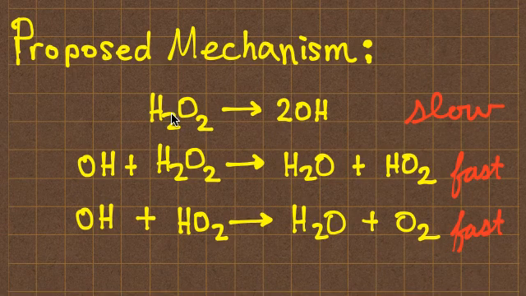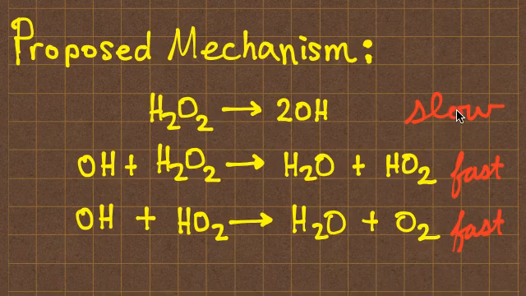H2O2, a molecule, we're imagining it breaks up or decomposes into two OHs, kind of a rare species. It doesn't last long. Then one of those OHs collides with another H2O2 molecule, creating an H2O and an HO2, also a very rare species. But that doesn't last long either. That collides with another OH, creating O2 and water. And at some point it might be nice to draw pictures of these and imagine how bonds are broken, bonds are formed, what the rearrangement might look like. But in any case, fast and slow.